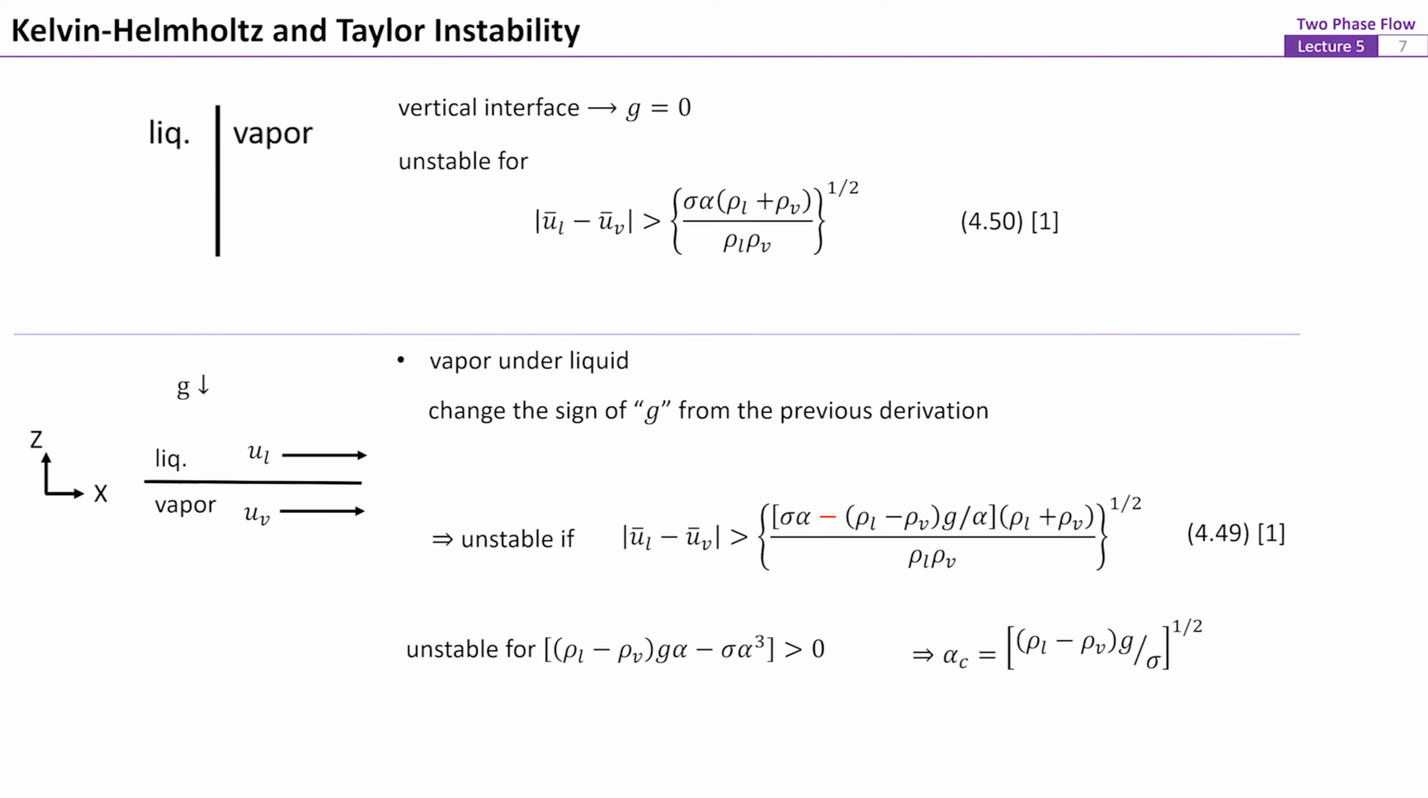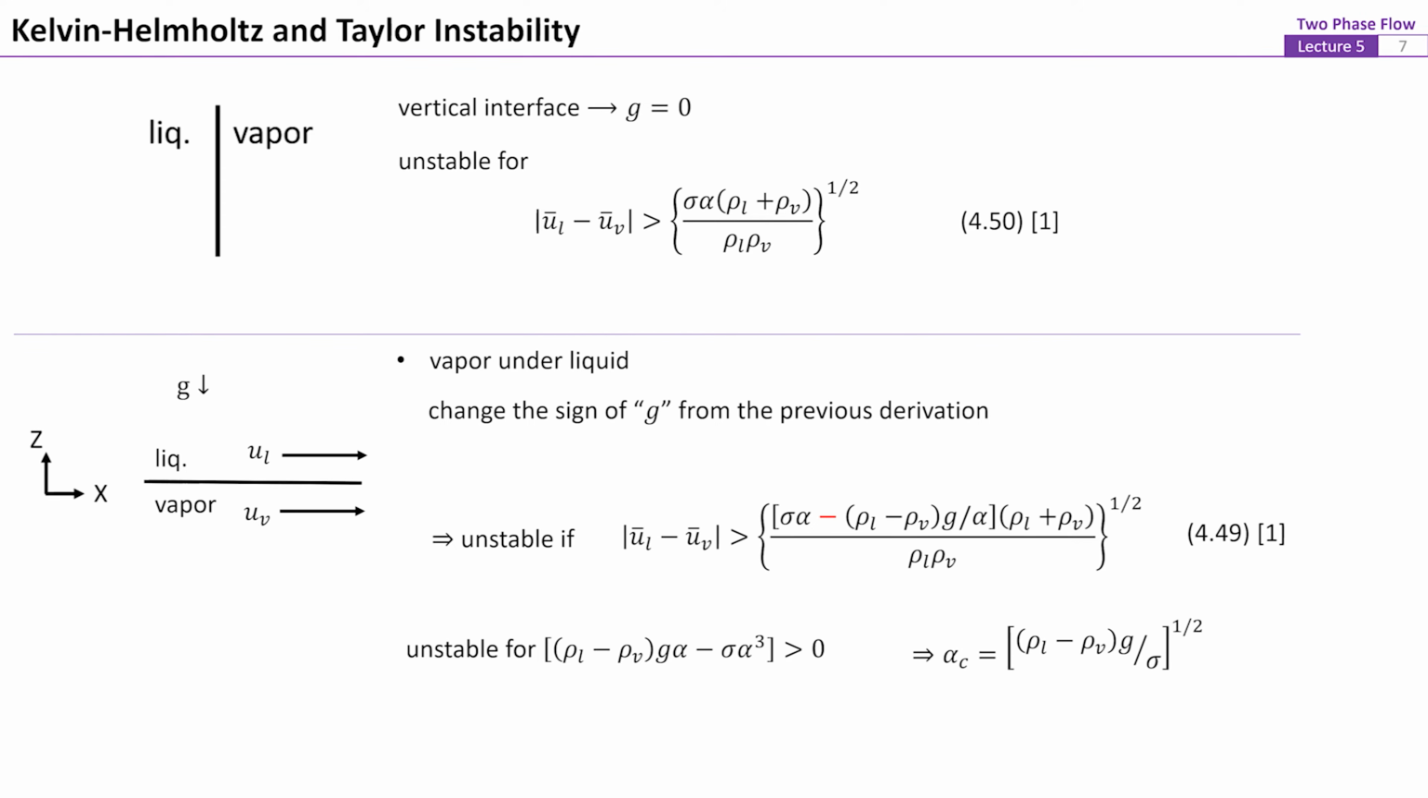If the gravity is set to 0 in the previous derivation, the dispersion relation of beta for a vertical interface or at 0 gravity can be obtained. The criterion for the interface to become unstable is shown by equation 50.